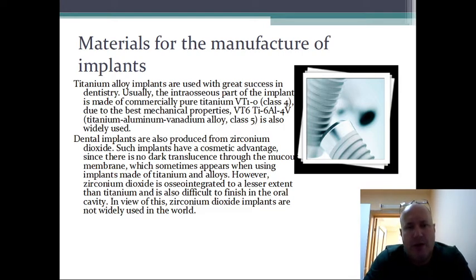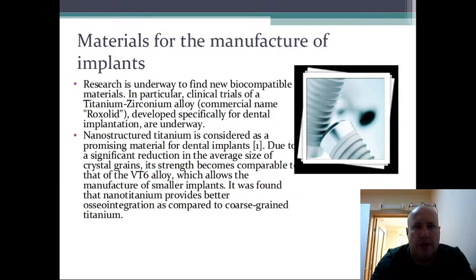In view of this, zirconium dioxide implants are not widely used in the world. Research is underway to find new biocompatible material. In particular, clinical trials of a titanium-zirconium alloy, commercial name Roxolid, developed specifically for dental implantation, are underway.